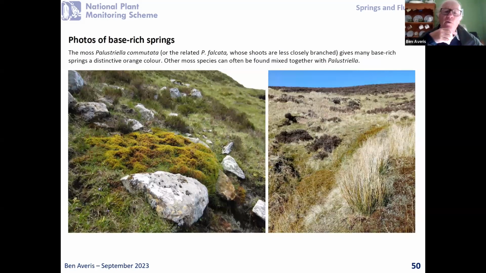Basically, hook mosses are a very strongly golden color, and they're quite robust things, and they can thicken up into bright golden masses that you can see from a fair distance. And that helps to pick out a base-rich spring. So they can have quite a different look, not so much of the acid apple green that we often see in the acid springs, more of a warm, goldeny color.